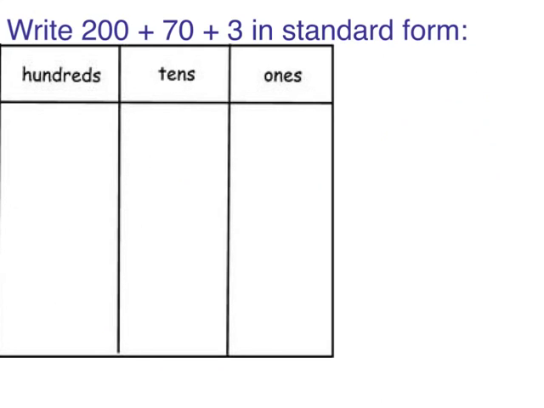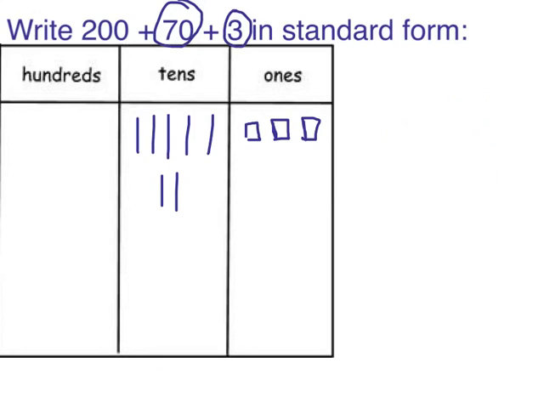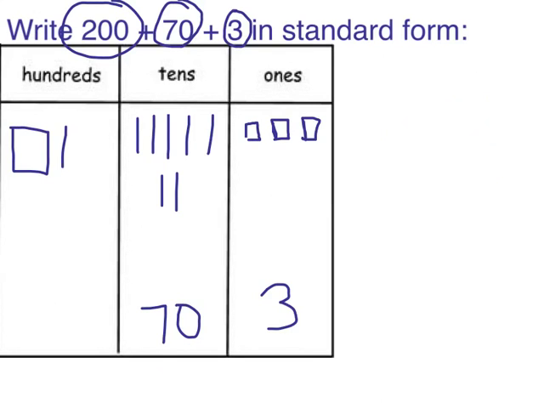Now, what if I'm asked to go from expanded form to standard form? Let's look at an example like that now. Write 200 plus 70 plus 3 in standard form. Well, if I looked at this number, I see that it would have a 3 in the ones place. So I'm going to draw those in. 1, 2, 3 ones. 70 tells me that I would have a 7 in the tens place. 1, 2, 3, 4, 5, 6, 7. A value of 70. And 200 tells me that I would have 2 hundreds. 100, 200.